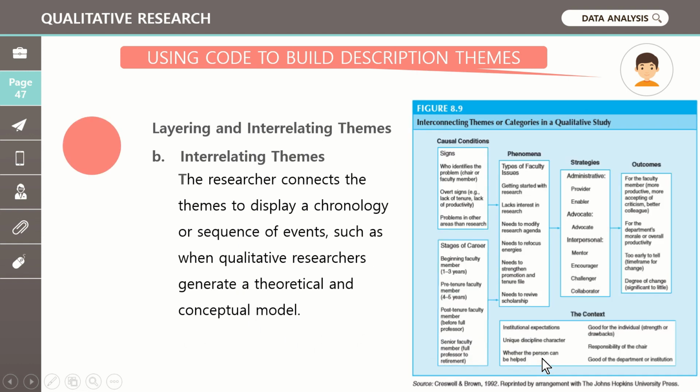And then the interrelating themes. In here, the researcher connects the themes to display a chronology or sequence of events, such as when qualitative researchers generate a theoretical and conceptual model. So in here, the most important thing is the chronology and sequence of events.